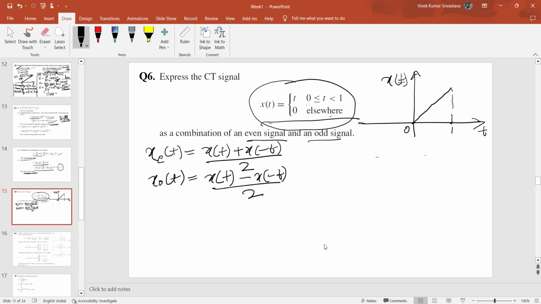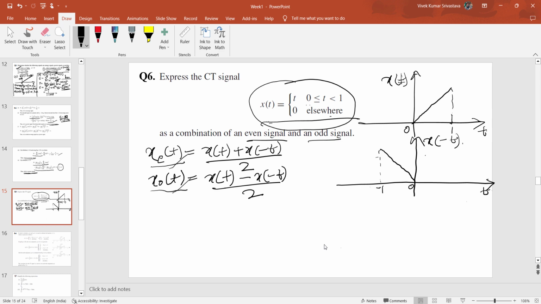Okay, so x of t is given to you. If you are able to determine x of minus t, then by using these two expressions we can easily determine the even signal and odd signal corresponding to this signal. So our first target is to determine x of minus t. This basically represents the time reversal. So this signal will start from -1 and go till 0. So this basically represents x of minus t.